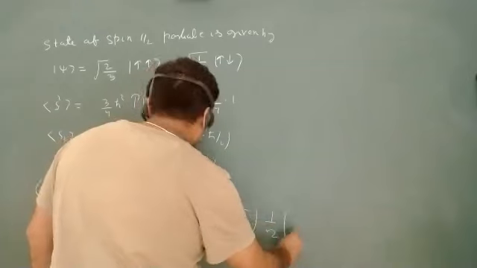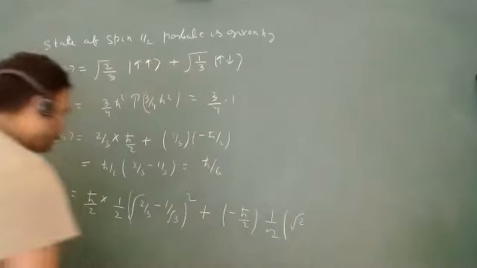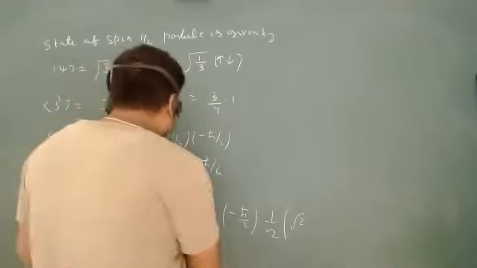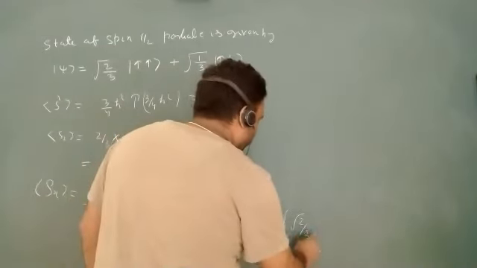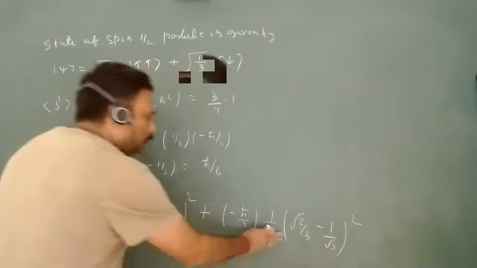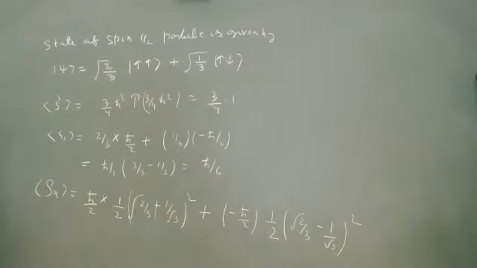1/2. In the first one, what has become plus? Yes, what? So plus will come, in the expectation, plus always. Plus plus plus, okay, minus 1 by root 3 whole square. Okay, so you can just calculate what this number will be.